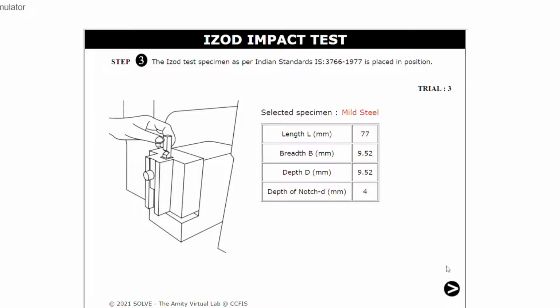Trial 3, step 3, the Izod test specimen as per Indian Standard IS 3766-1977 is placed in position. Selected specimen is mild steel. Length is 77 mm, breadth is 9.52 mm, depth is 9.52 mm, depth of notch is 4 mm.